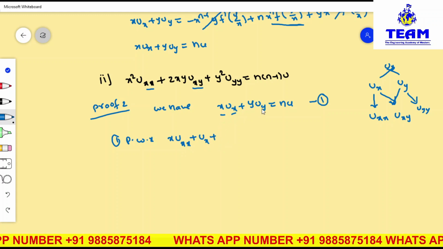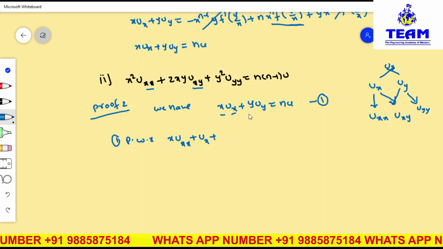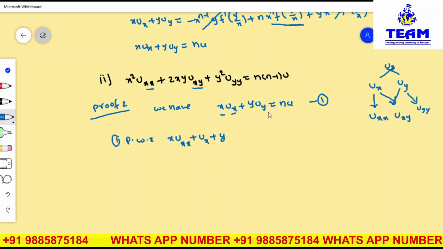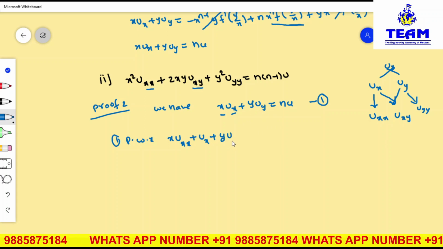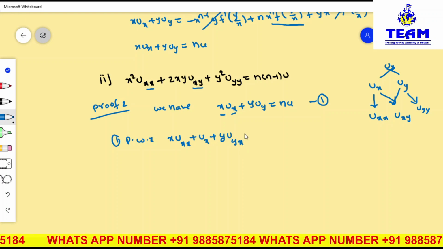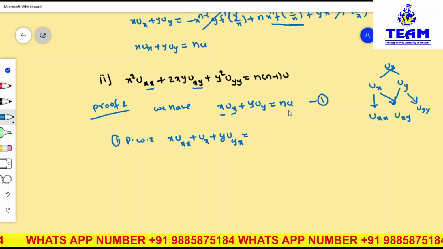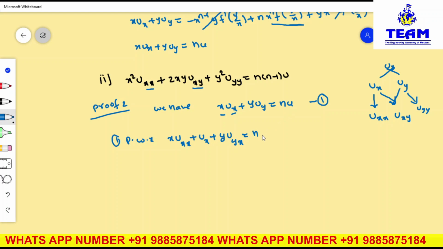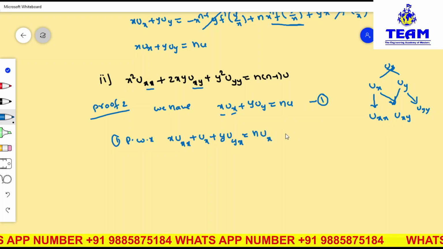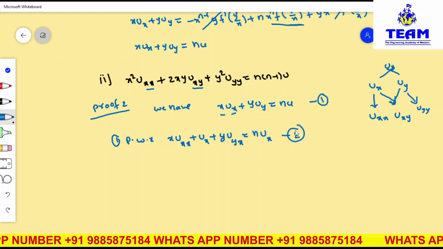Here you have y into uy. y is a constant, or y is independent of x, so you can write y as it is. Now, uy derivative with respect to x is uyx, or you can also write uxy. It's not an issue. Now, this is equivalent to n into u derivative with respect to x, which is ux. Okay. Now, you consider this as equation number 2.